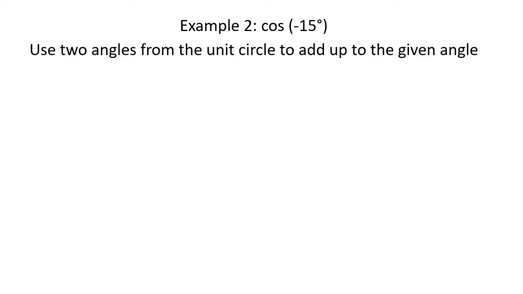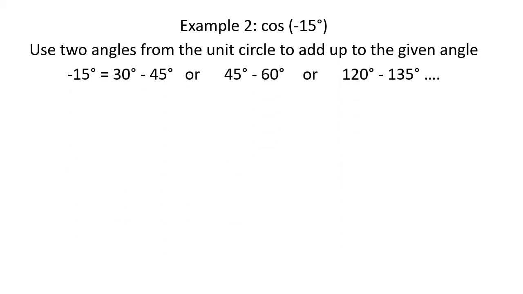So here we have another example, cosine of negative 15 degrees. Now, as you guess, you might have to subtract to get this. So my first step is to use two angles from the unit circle to add up to the given angle. I am going to use 30 minus 45. You could use 45 minus 60. You could use 120 minus 135. There's a lot of different combinations you could use. They should all give you the correct answer if they subtract to give you -15.